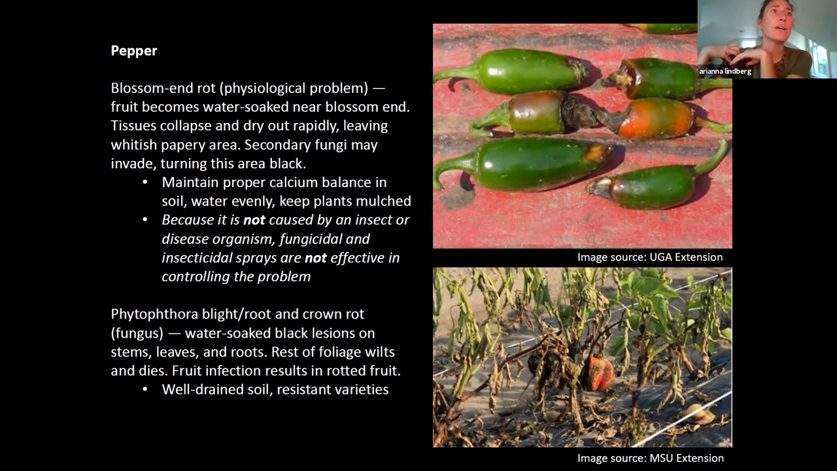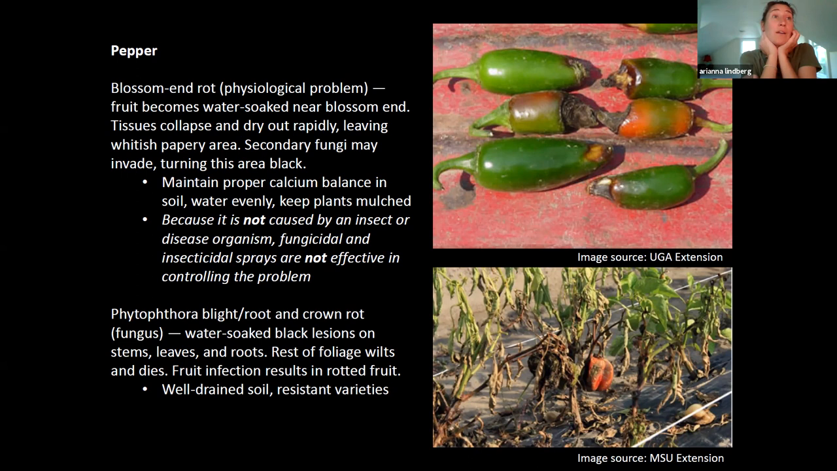And then that leaves it open to a secondary kind of fungal infection that will create more fungal. So the way to prevent this, right, is to make sure that you have a good calcium balance in your soil. You want to make sure that you're watering things evenly, because if plants are stressed through, like, a drought period and then heavy rain, drought period, heavy rain, they're going to be much more susceptible to this kind of thing.